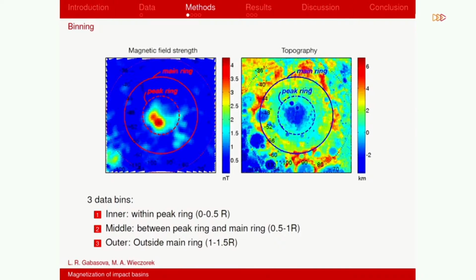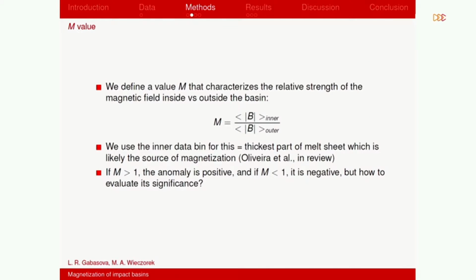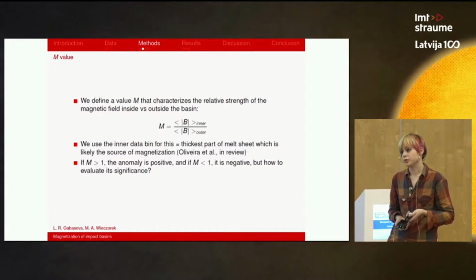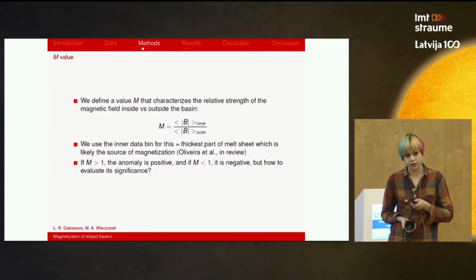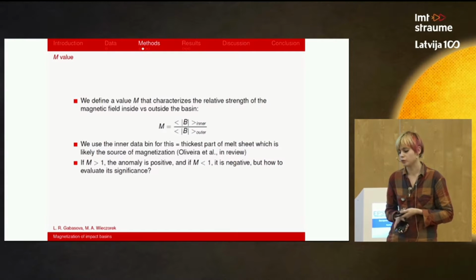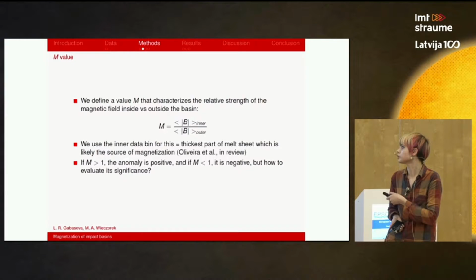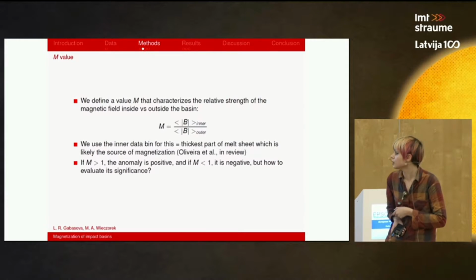To compare the field strength in those 3 bins, we introduce a number called M, which is just the ratio of the mean field strength in the inner bin versus the outer bin. The reason we're using just the inner bin in the peak ring and not the whole basin is that magnetic anomalies tend to be centralized and to just peak within the peak ring. This is quite possibly due to the fact that that is where the impact melt sheet is exposed, and that is quite possibly what is causing the source of the magnetization. There's a paper in review that talks more about that.